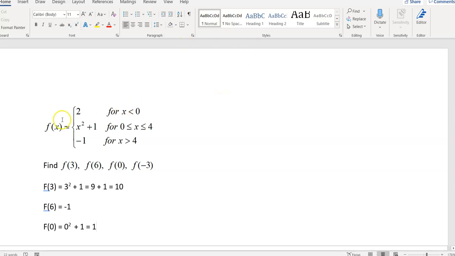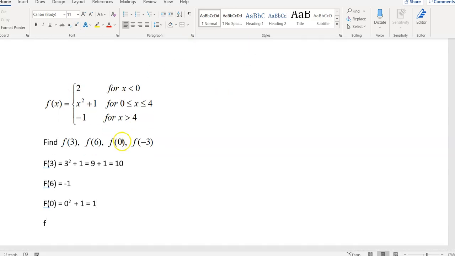All right, now let's do our last one, f of -3. If we look up here, -3 is less than 0, so it satisfies this piece. We're going to plug it into this piece. There's no x, nothing to plug into, so we just get 2.